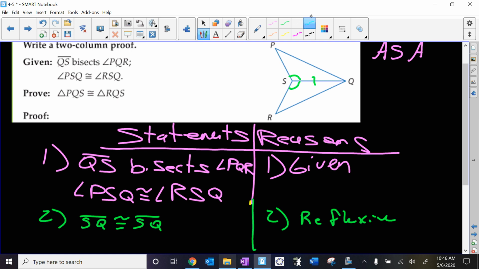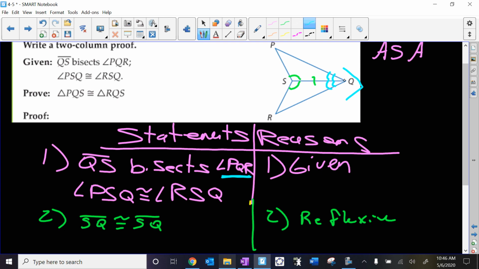Now we need to come up with another angle, and the angle is going to be based off of the one that's in our given, angle PQR. It tells us that QS bisects that angle. So I'm going to look for angle PQR. That's right here. It tells us that QS bisects that angle, so that means this angle should be congruent to that angle.